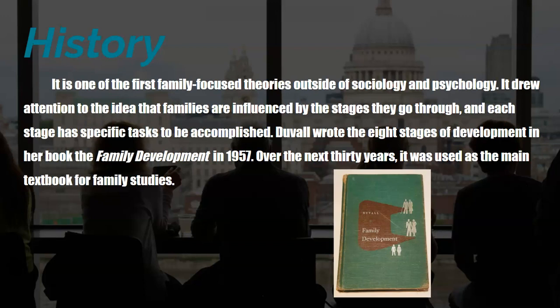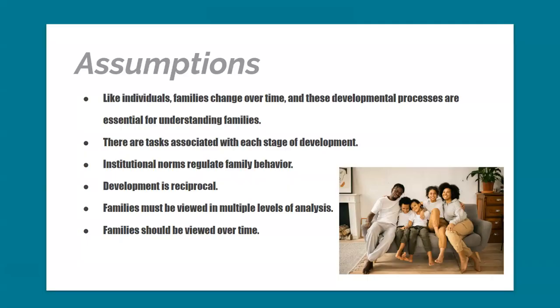More history. It is one of the first family-focused theories outside of sociology and psychology. It drew attention to the idea that families are influenced by the stages they go through, and each stage has specific tasks to be accomplished. Duvall wrote the 8 stages of development in her book, The Family Development, in 1957. Over the next 30 years, it was used as the main textbook for family studies.